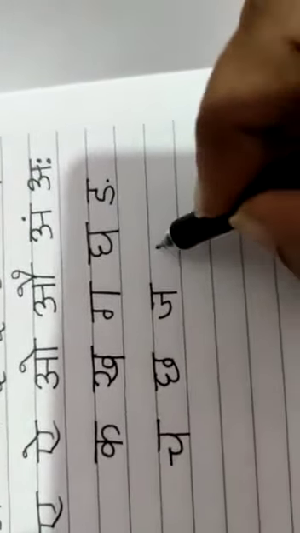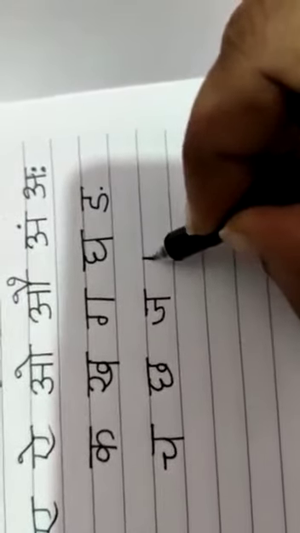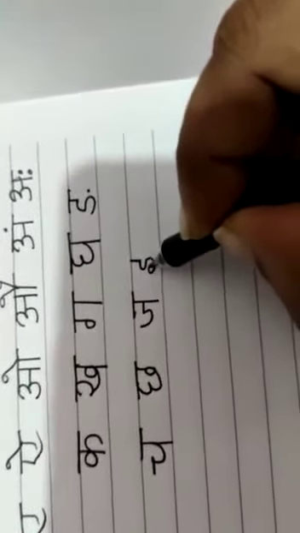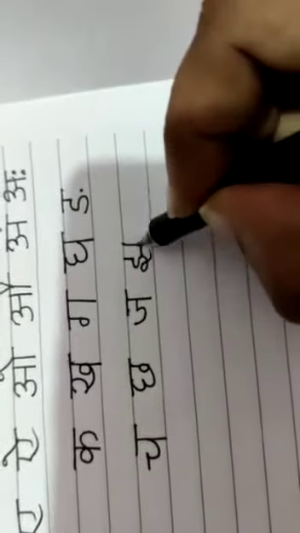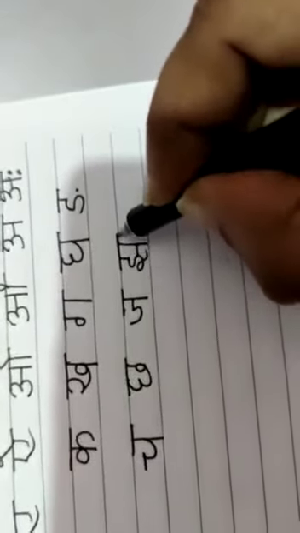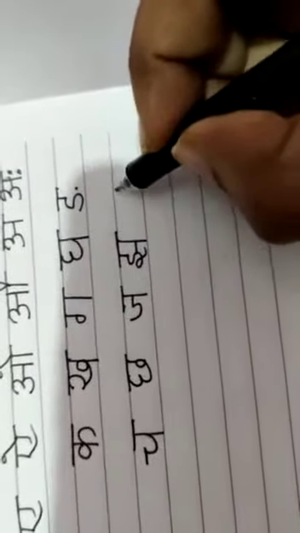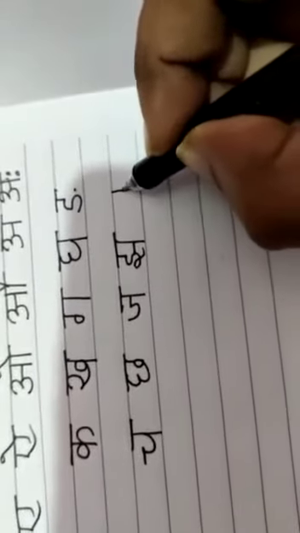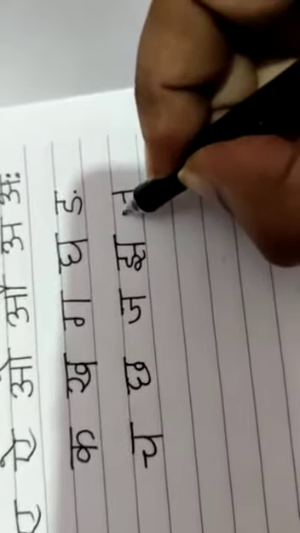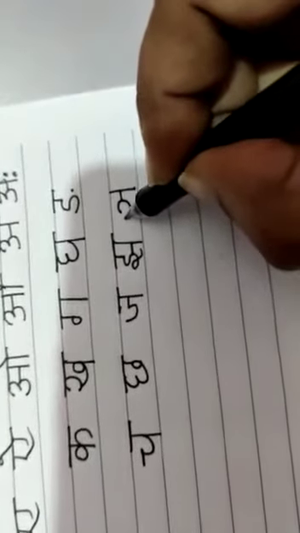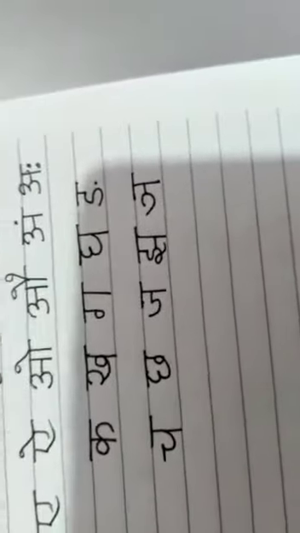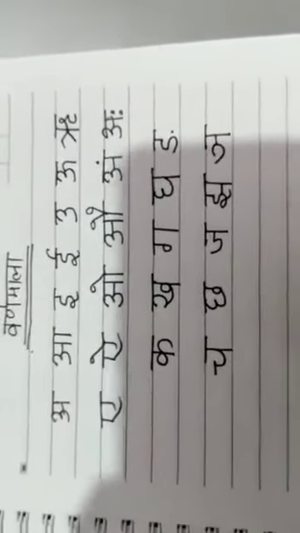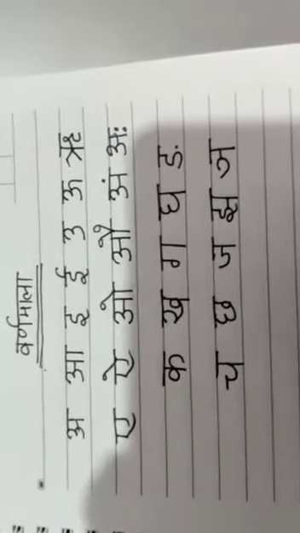It looks difficult, but it is so simple. One small standing line. S like this. From its tummy, make a sleeping line like this. Standing line and sleeping line over it. This is Jha. And Nya. One small standing line from here. Sleeping line. Make a curve like this. Make sure this curve is going a little bit up. And sleeping line over it. This is Nya. You can see how beautiful it is looking now.